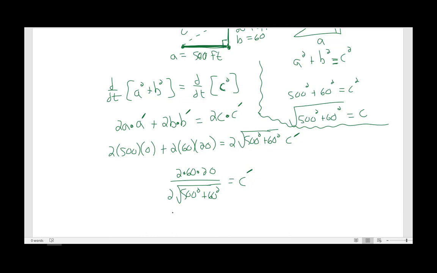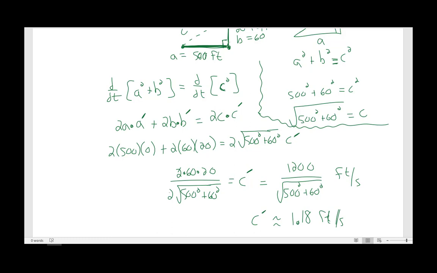So let's see, I could simplify a little here. The 2's cancel. 60 times 20 is 1200. So I'm going to have 1200 over whatever that number is. And again, I'll take out a calculator and crunch that in a second. So that's the change of the hypotenuse over time. We're going to have feet per second. So plugging all that in, I get that C prime is approximately 1.18 feet per second. Okay. All right.